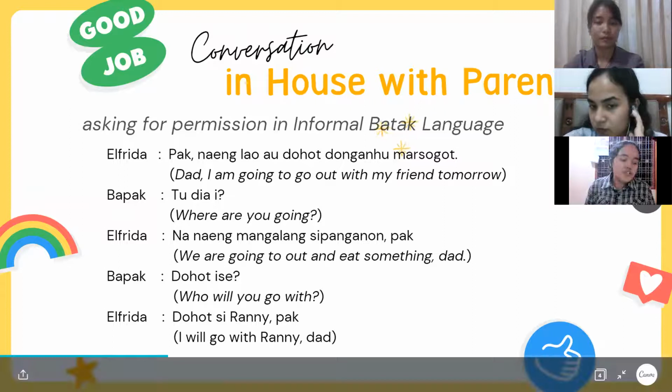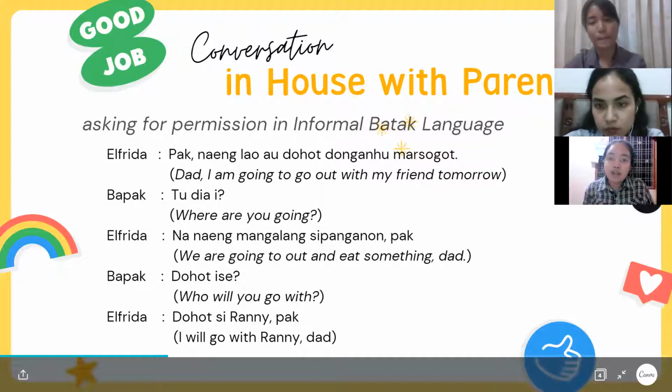The first is social distance. Here, it talks about how well we know each other. An example is the first conversation with my parents. I know my parents well. My parents know me well. That's why I use informal Batak language. And why do we use Batak? Because we are in the speech community of Bataknese.